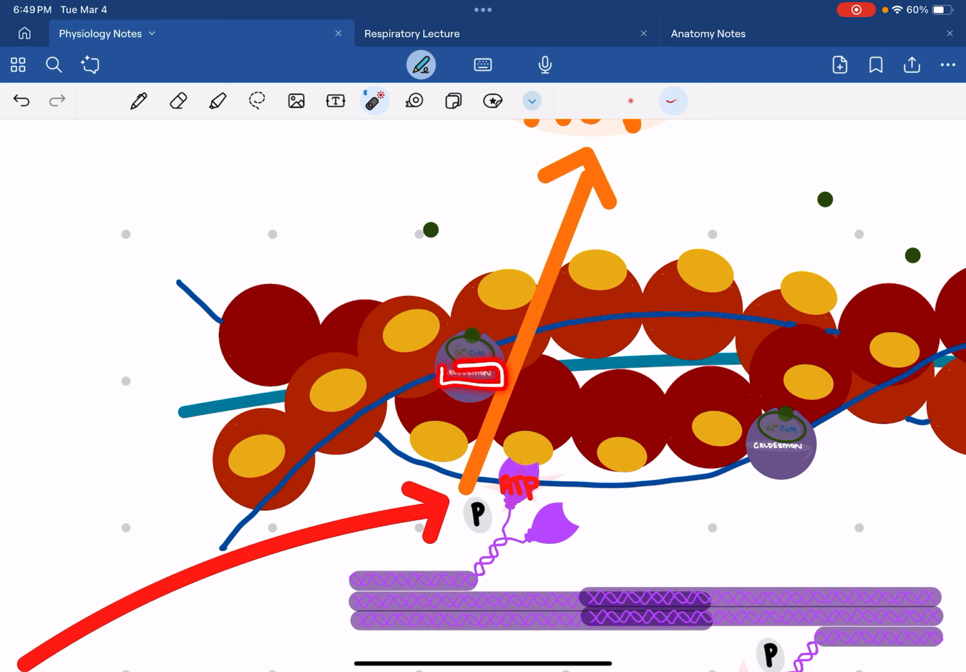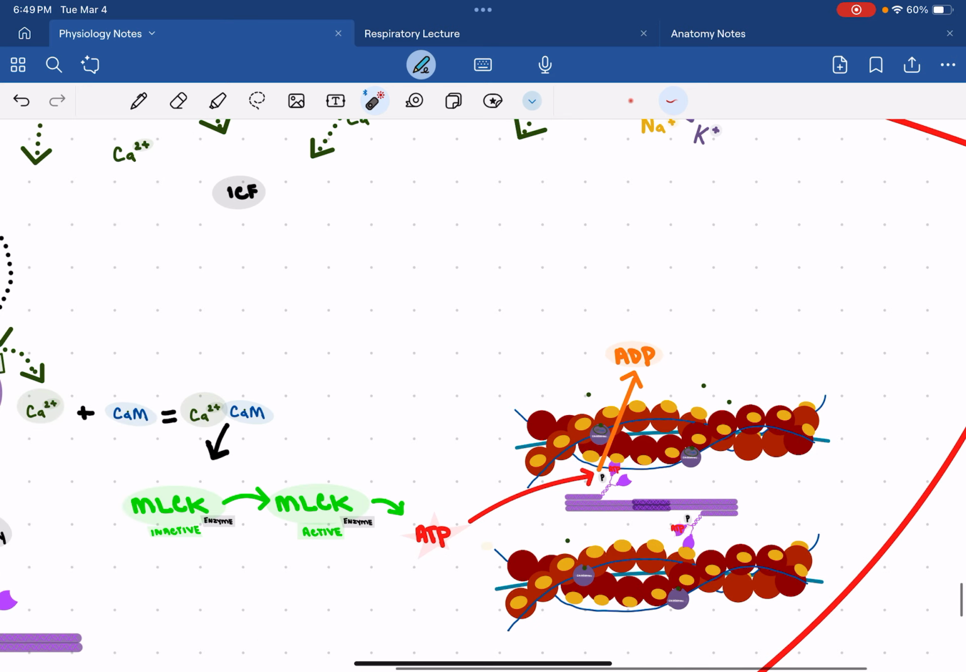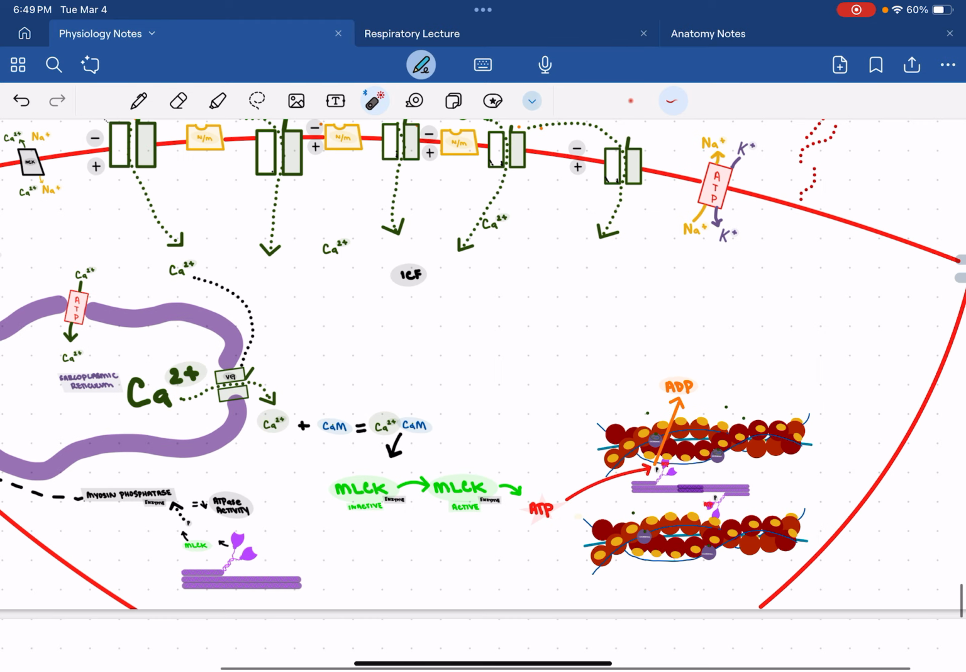And caldesmon is only stimulated to do the bend so it can move this tropomyosin strand off of the sites when calcium and calmodulin come together and connect to this caldesmon protein, and then this allows everything to happen, right? But that's extra information. You don't have to remember that. I just thought I'd throw that in there.